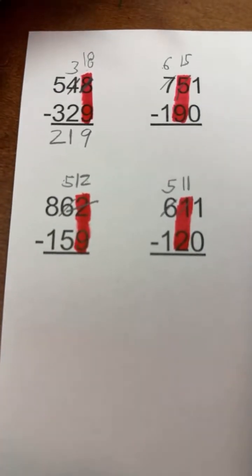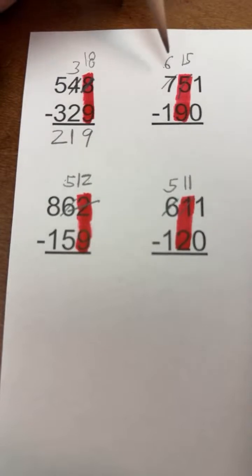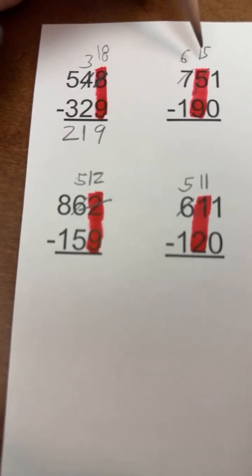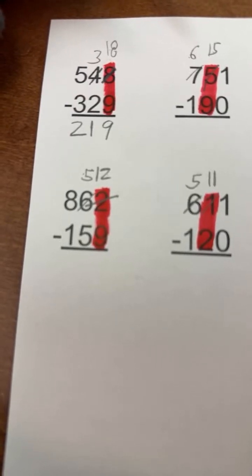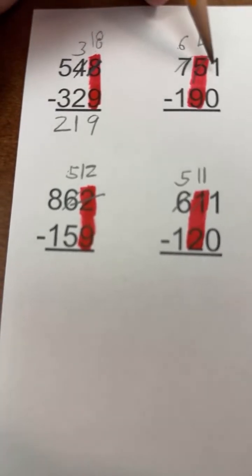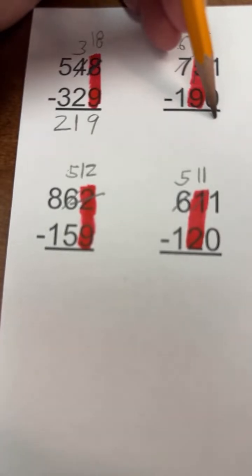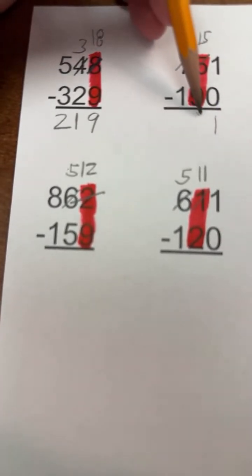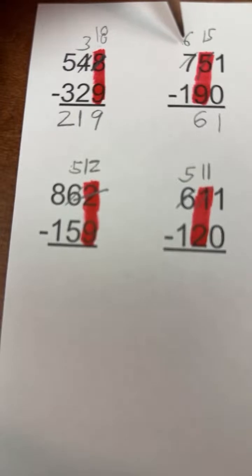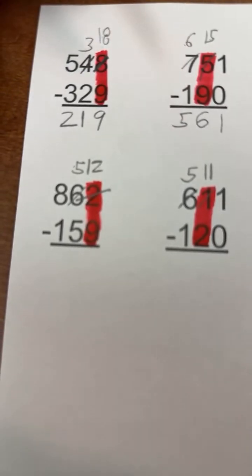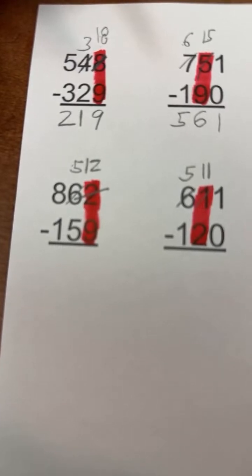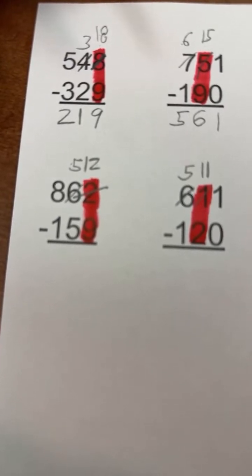Next problem. So again, just checking quickly, making sure all the top digits are bigger. They are. And we always start in the ones place. 1 minus 0 equals 1. 15 minus 9 equals 6. 6 minus 1 equals 5. 751 minus 190 equals 561.